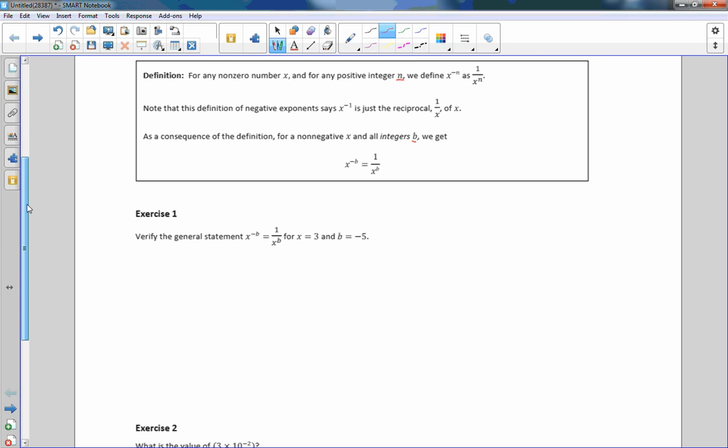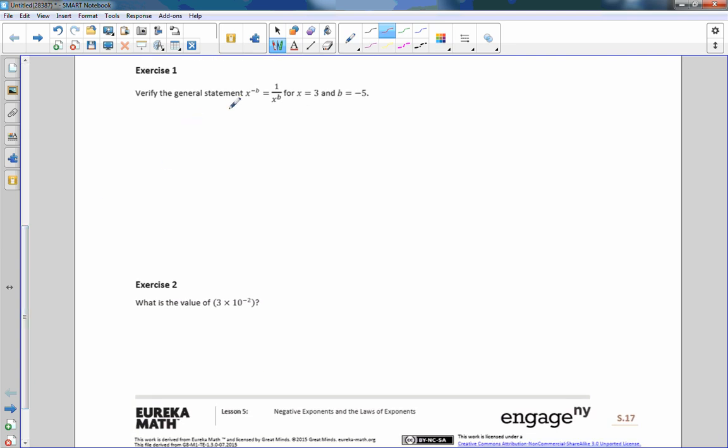Okay, so let's work on exercise 1. It says verify the general statement x to the negative b equals 1 over x to the b for x equals 3 and b equals negative 5. So the first thing I'm going to do is just rewrite the statement or the equation and then substitute in the variables that they told us. So x is 3, and I have an x right here and an x right here. So that's going to be 3 replacing the x. And then b, it's negative b, so I'm going to put a negative sign there. But b is negative 5.